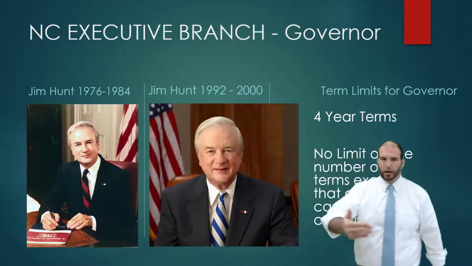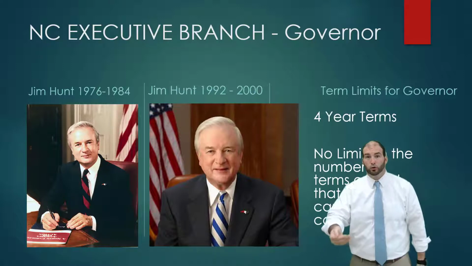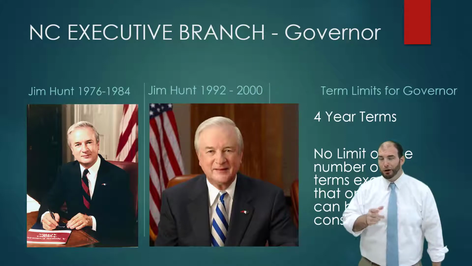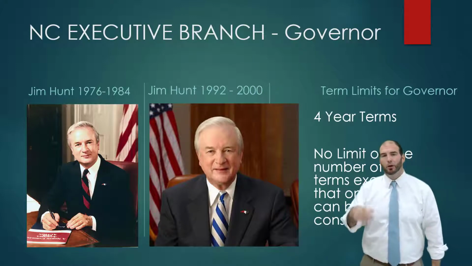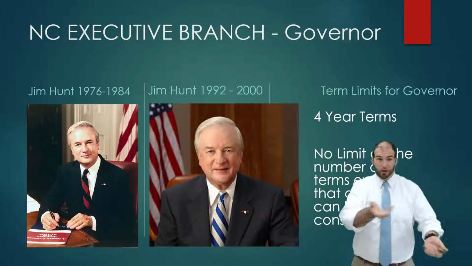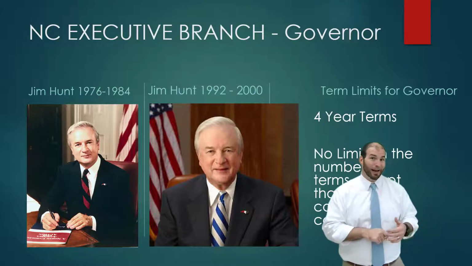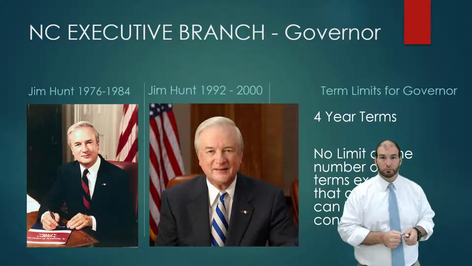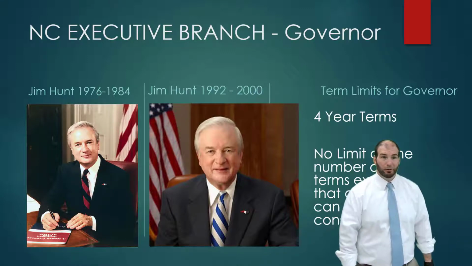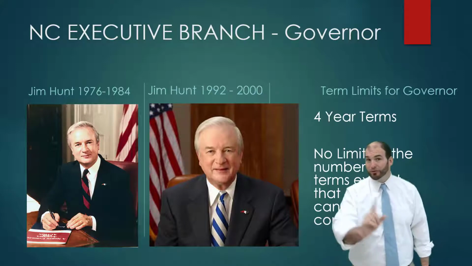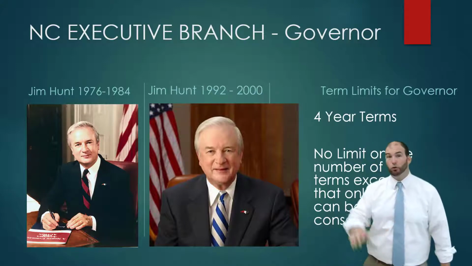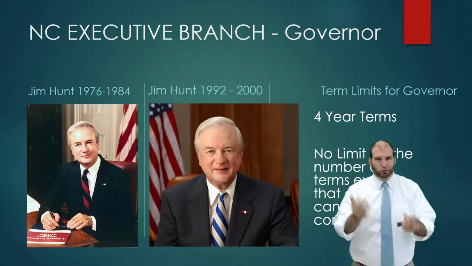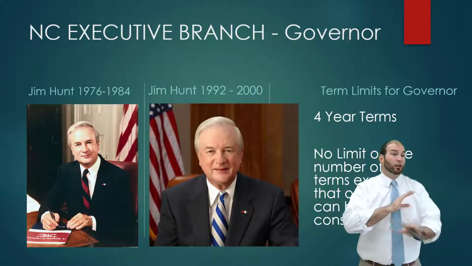Interesting here that it allows governors to serve 4-year terms. Governors are only allowed to serve two 4-year terms back to back, but there's no term limit. How this can play out, and this is Jim Hunt, two pictures, same guy. Jim Hunt was the governor of North Carolina from 1976 to 1984. That's two terms, so he had to stop being the governor. Well, in 1992, he runs again because he's allowed, since it's not consecutive. He serves from 1992 to 2000 in two consecutive terms, and then he can't serve again. So there's no term limit. You just can't serve more than two consecutively.